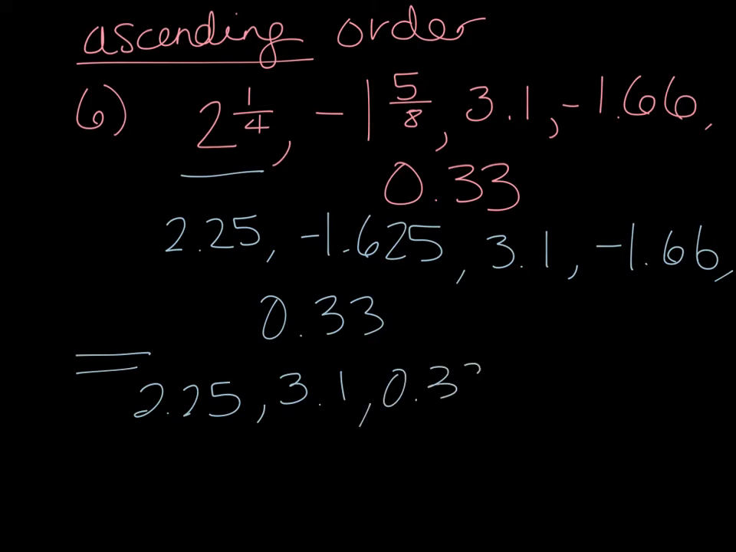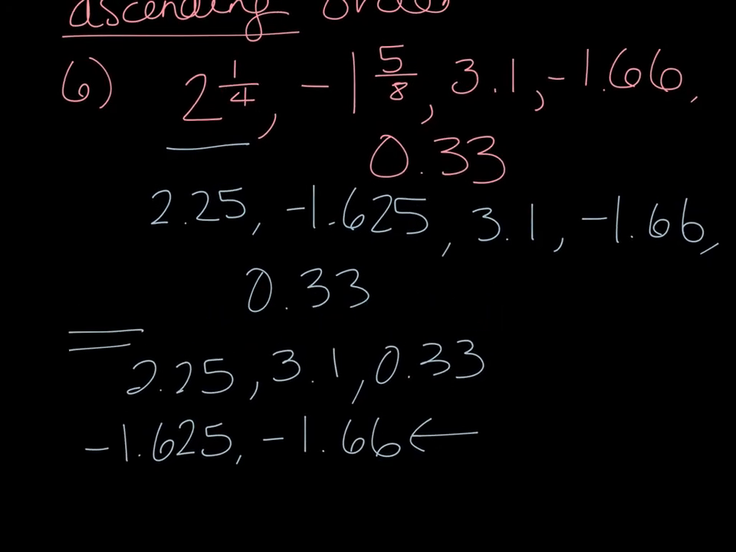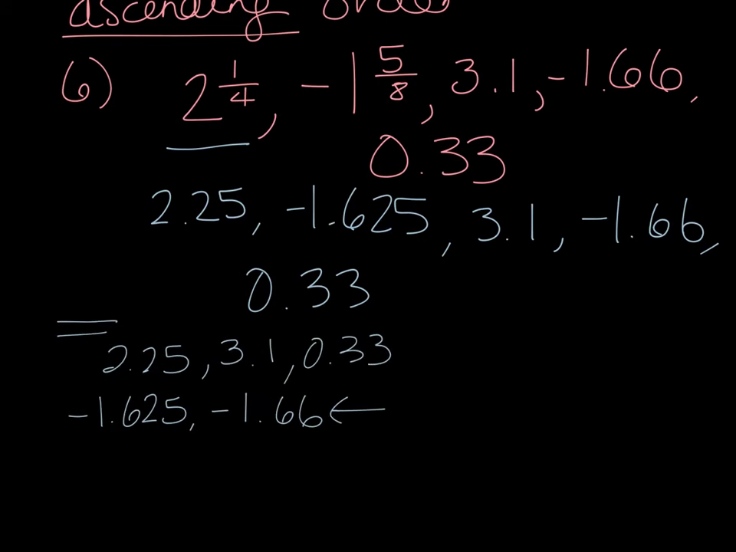And I'm going to put all my negatives down here, because I know I'm going to have to list my negatives first since it's going from least to greatest. So I'm going to split them up, and I'm going to compare the negatives. Which one is greater, negative 1.625 or negative 1.66? Well, on the negative side, the bigger the number, the smaller it is, right? So this number is smaller, so negative 1.66 is the smallest number.